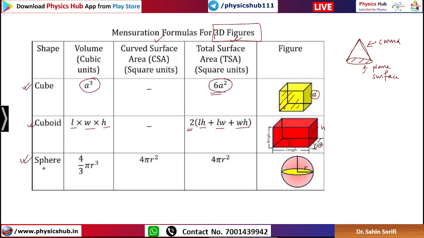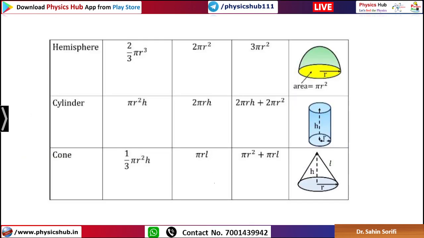If you consider the sphere with radius r, its volume will be 4/3 pi r cube. The total curved surface area is 4 pi r square, and there is no plane surface area, so the total surface area is the curved surface area, that is 4 pi r square. Okay, I think this is the last one.